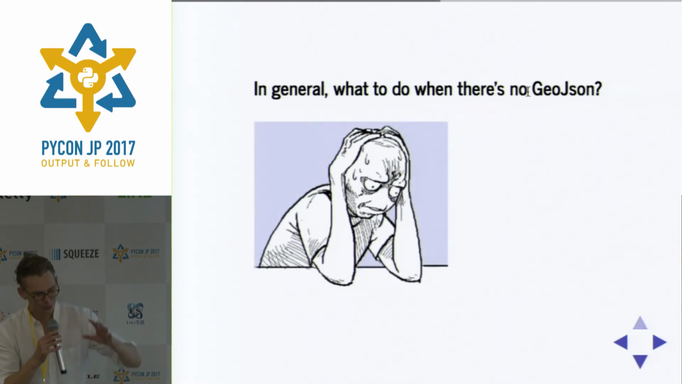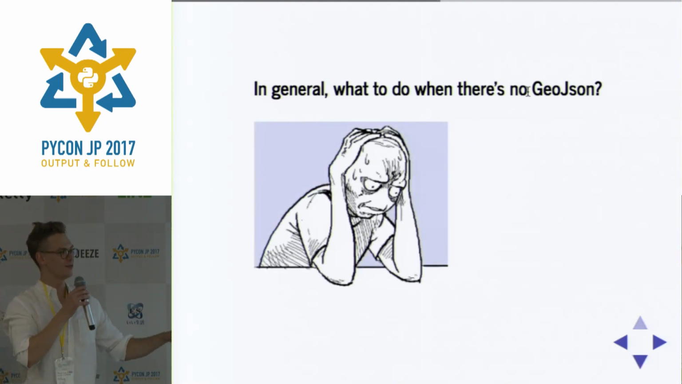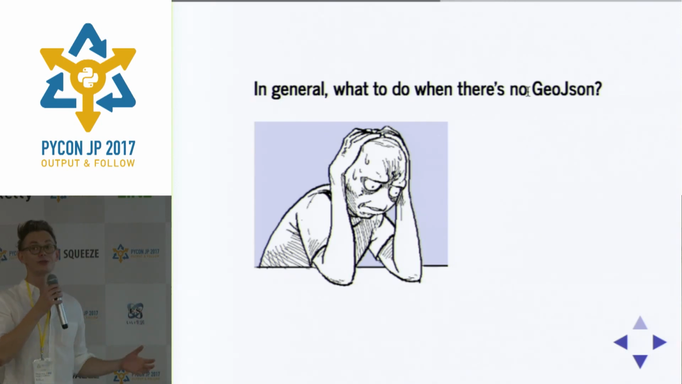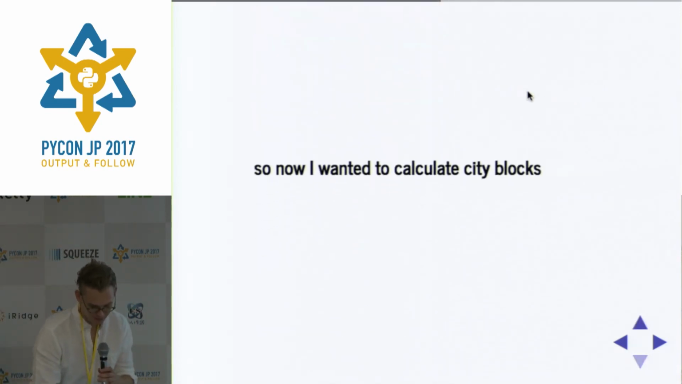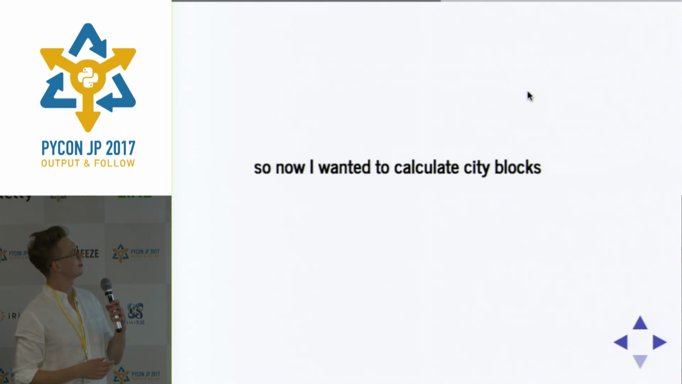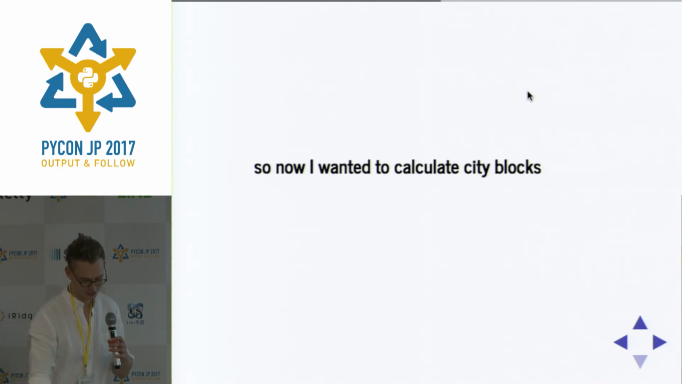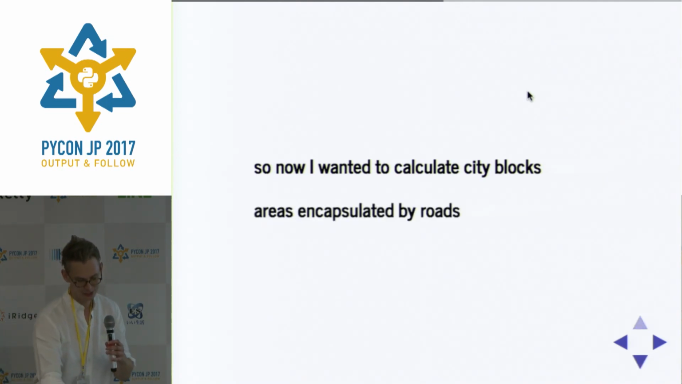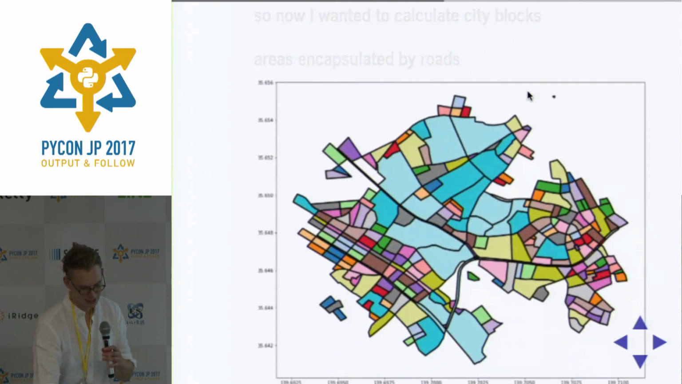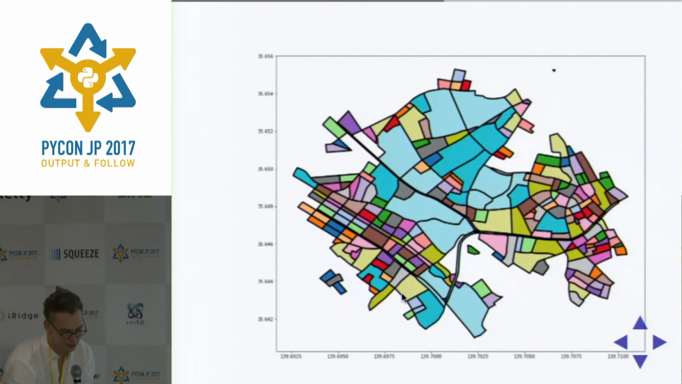So in general, what do we do when there's no GeoJSON for areas that we want to visualize? I decided that I wanted to calculate city blocks. So what do I mean by city blocks? Well, they are areas that are encapsulated by roads. This is a small part of Daikanyama, an area in Tokyo. And you can see the black lines here are the roads. So the city blocks that I wanted are just these areas here that are encircled by roads.